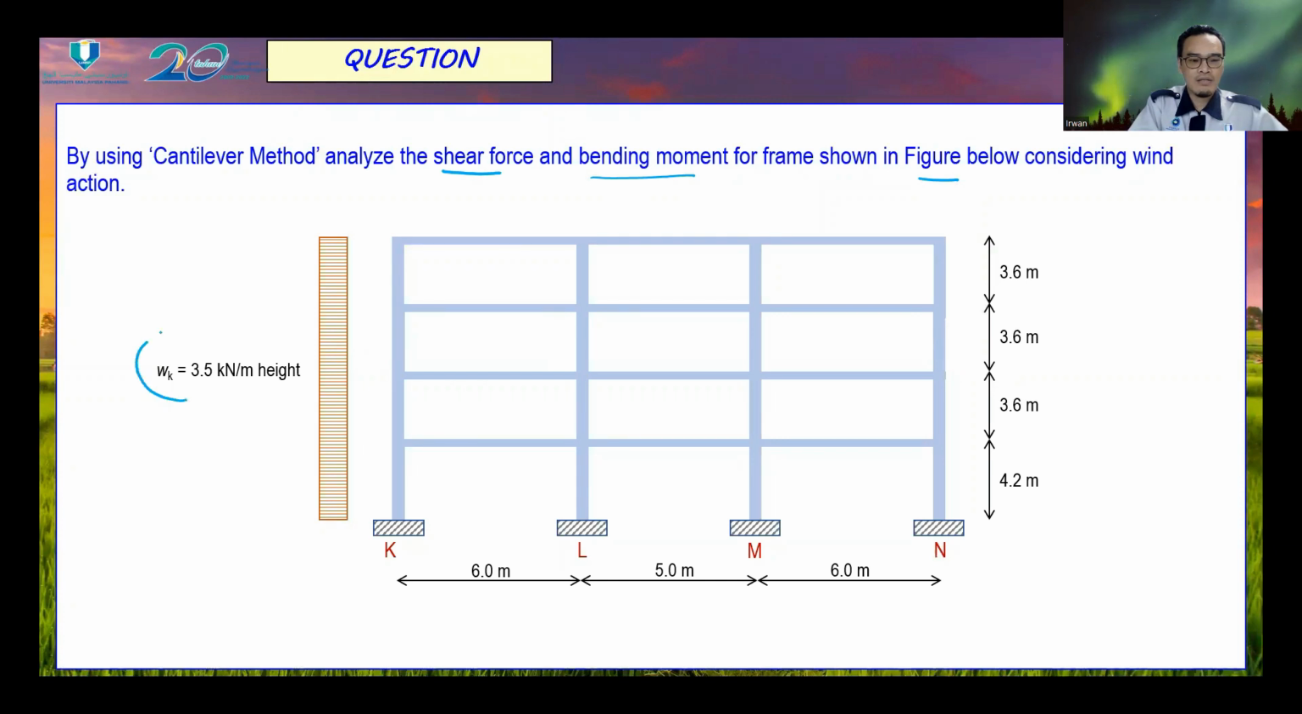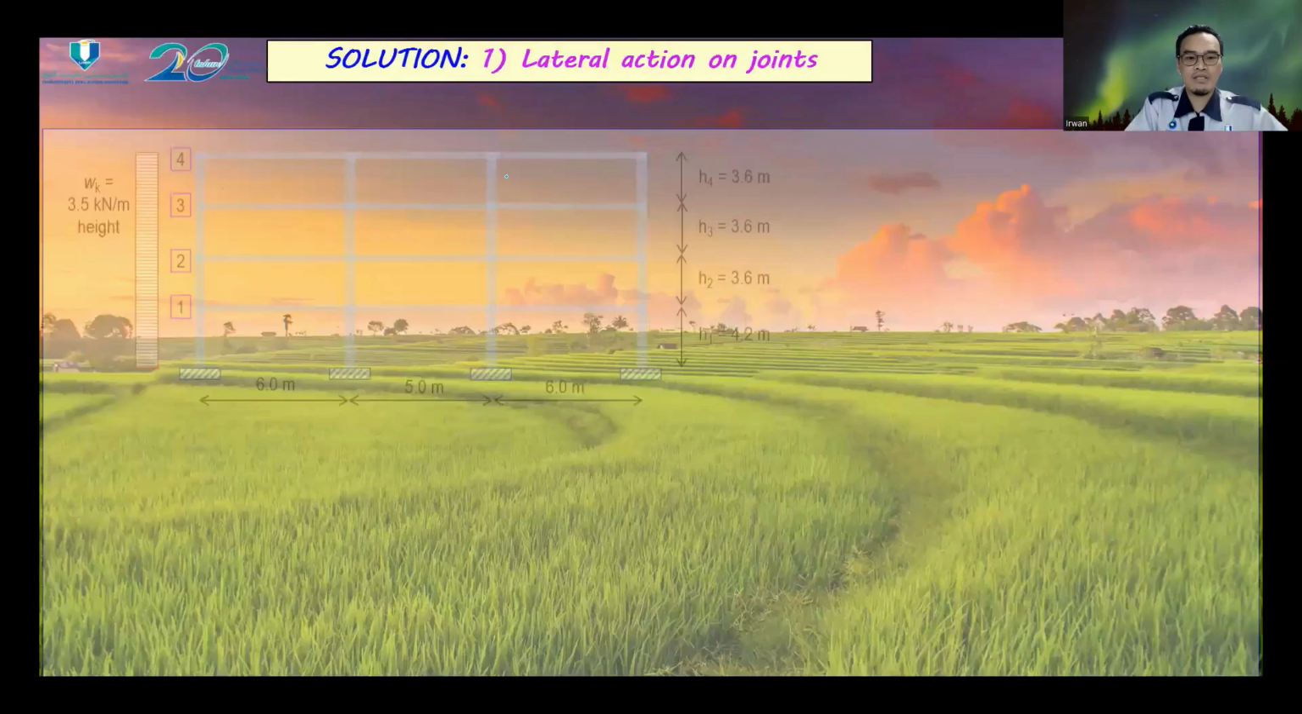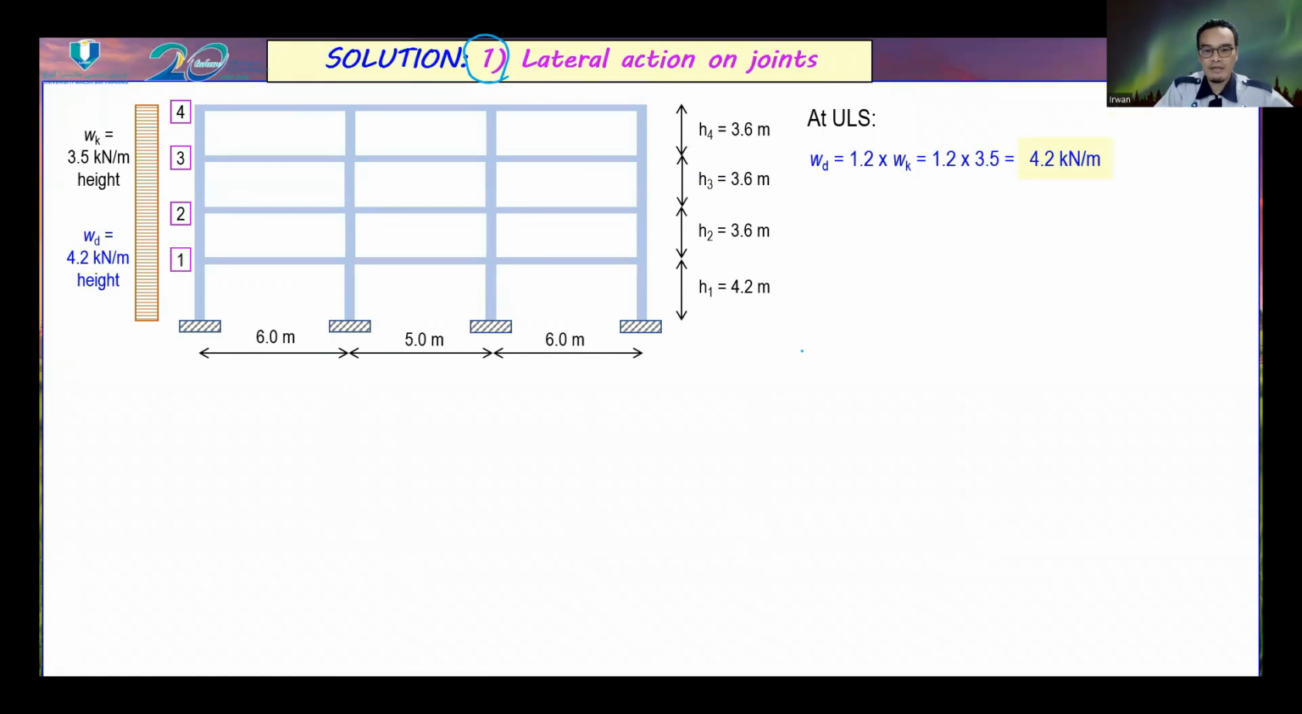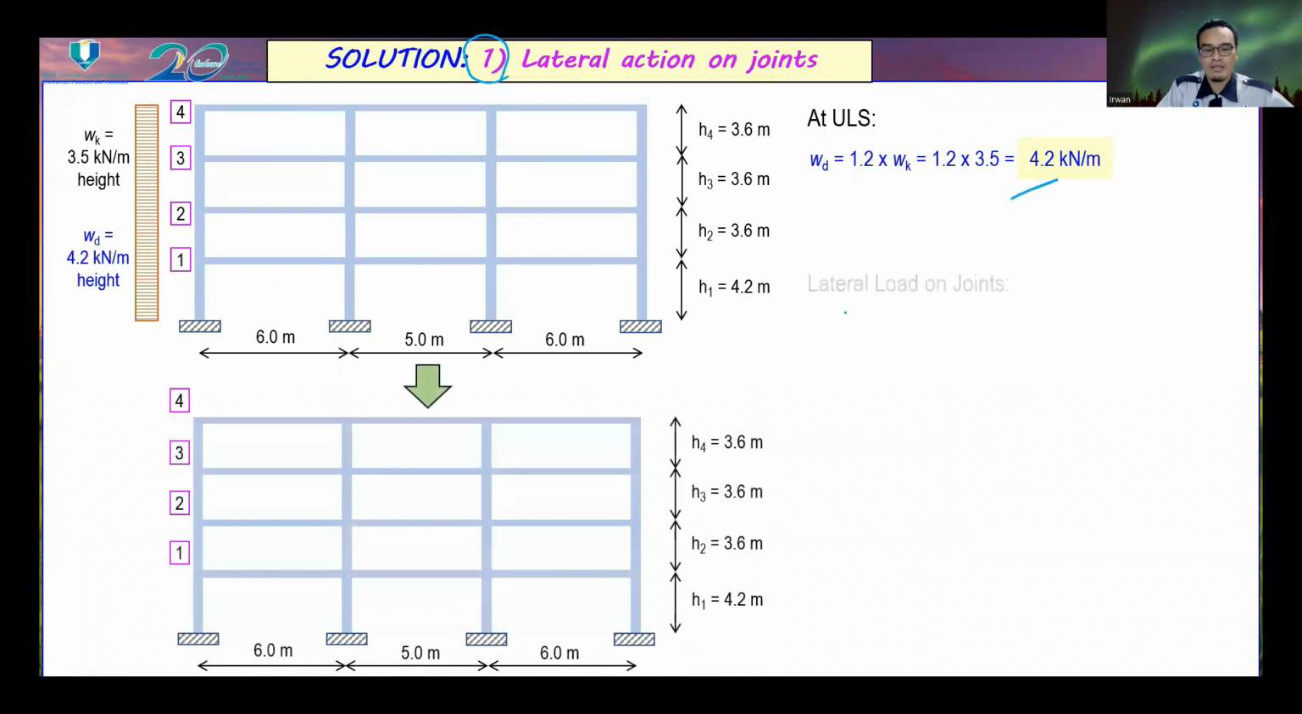This is the action of wind load on the building of 4-story, and the building is supported by 4 columns, 1, 2, 3, and 4. So the first step of the solution is to determine the lateral action which will be acting on the joints. First of all, we have to determine the value of WD, which is the factored load. In this case, the WD is equal to 4.2 kilonewton. And then we determine the value of lateral load, which is acting on every story joint.